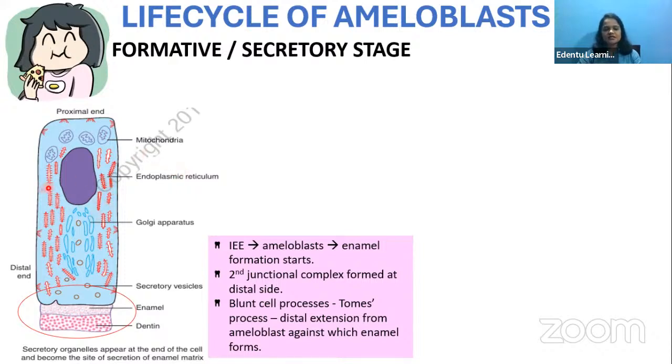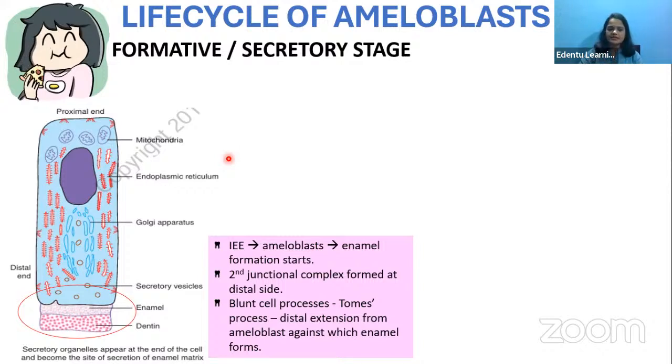So in the secretory stage, just like the name suggests, secretion of the enamel happens. Once the first formed dentine is laid down, it will induce these cells to form the enamel, and the inner enamel epithelial cells will get differentiated into ameloblasts and they will start forming the enamel, and junctional complexes are formed. These junctional complexes help in the secretion of these hard tissues in a particular line.